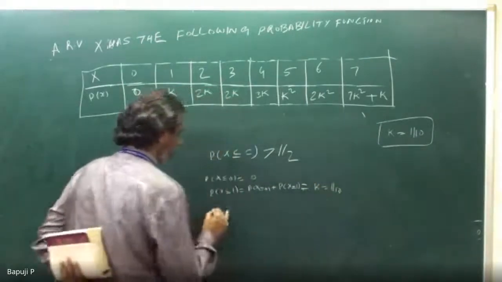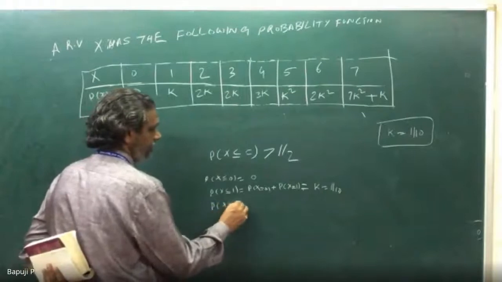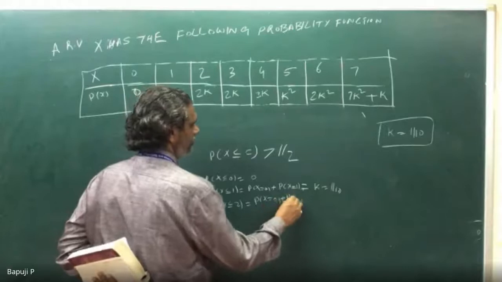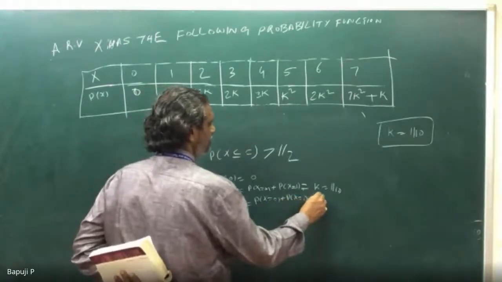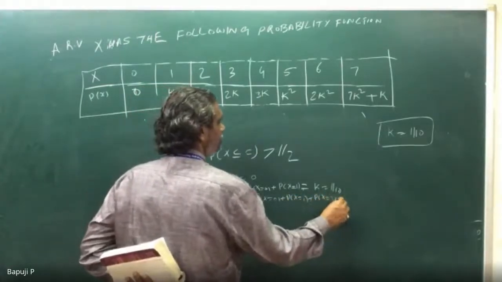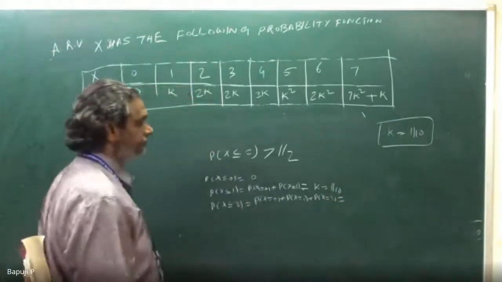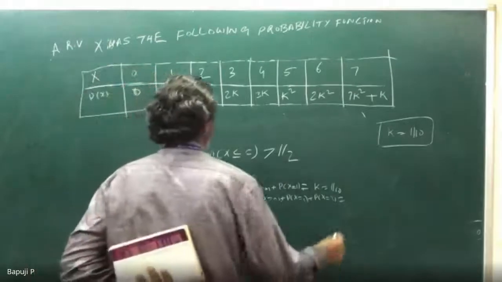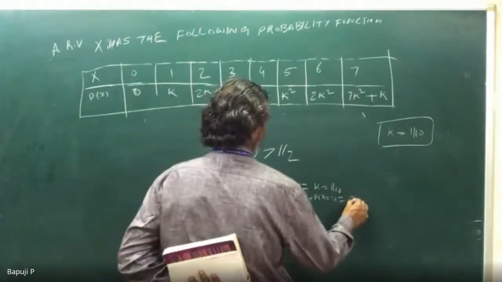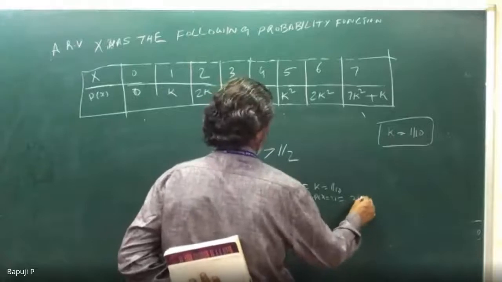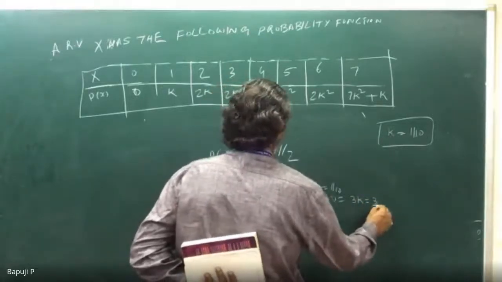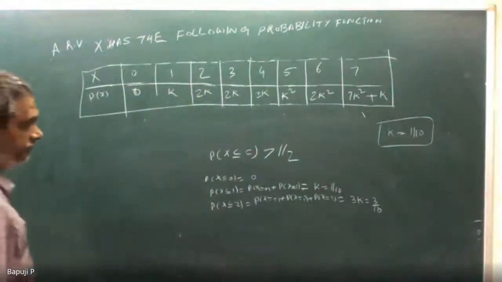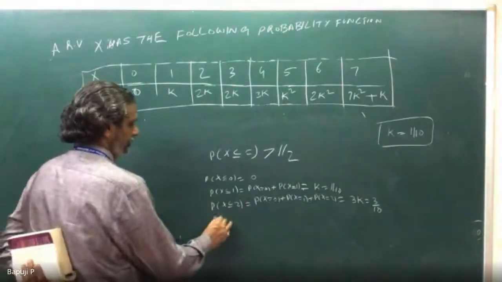So rule that out. Then probability x less than or equal to 2 means probability x is equal to 0 plus probability x is equal to 1 plus probability x is equal to 2. What will you get? Correct or not? That is 3 by 10. Is 3 by 10 greater than half? No, it's not greater than half. Then probability x less than or equal to 3.